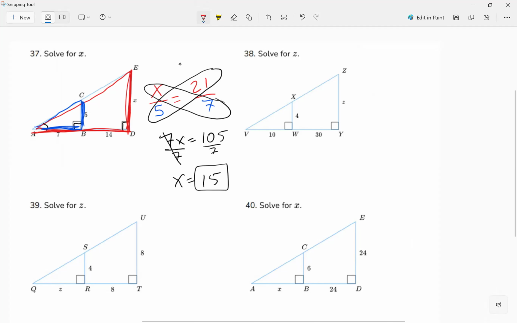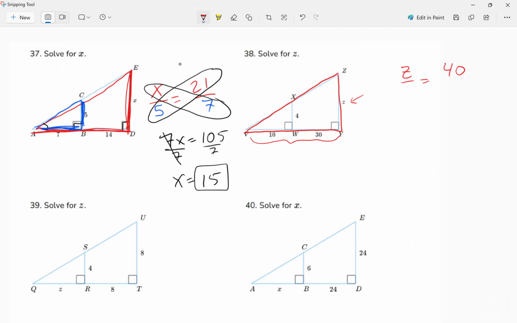Same idea. Let me take a look at my red triangle. Red triangle is this big triangle here. I'm going to be using, from the red triangle, the values z and 40. You guys see where z comes from, and 40 is the whole thing here. 10 plus 30 gave me 40. So those are the two values I'm going to use from the red triangle.